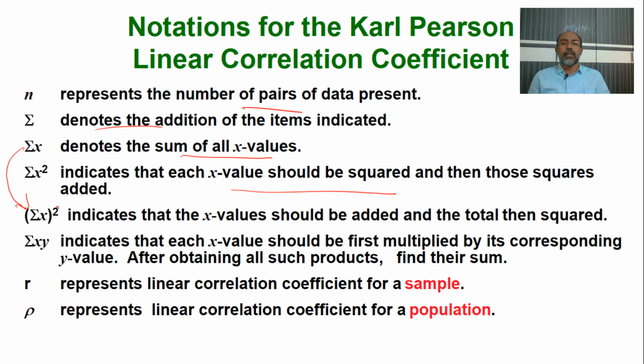Then sigma xy, x into y, x is this one. Likewise, y values are multiplied. So it is the product of x and y. Then r means correlation.